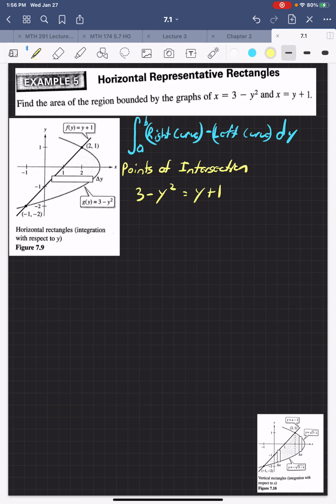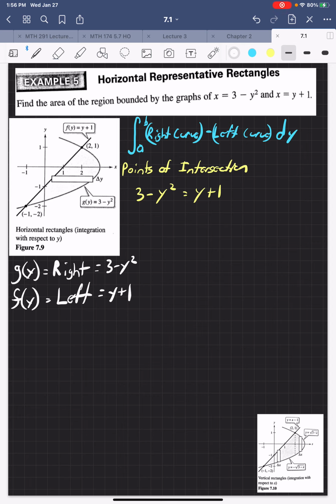We have to get back to our points of intersection, but let's go ahead and take note that g of y is the rightmost curve, and f of y is the left curve. So g of y is 3 minus y squared, and f of y is y plus 1. Okay. So let's go ahead and tackle these points of intersection.